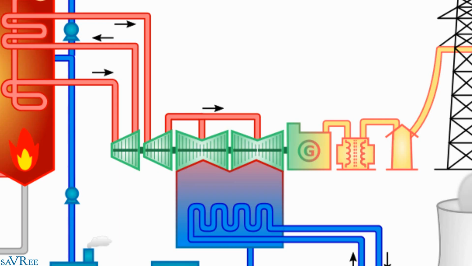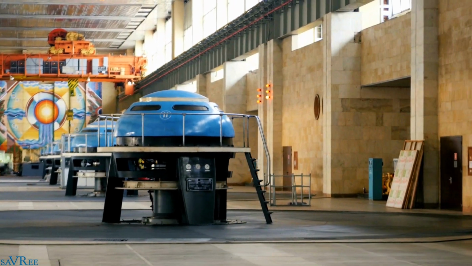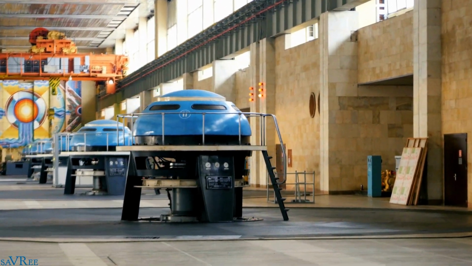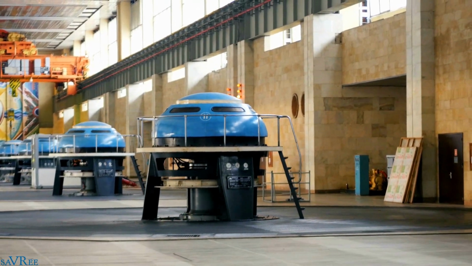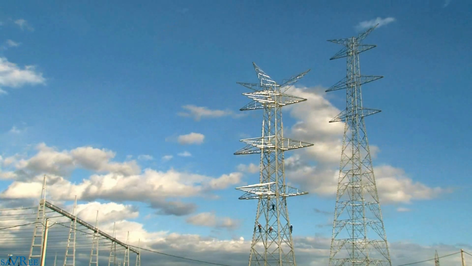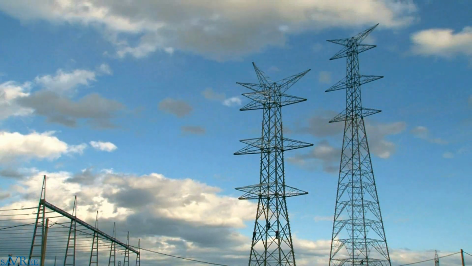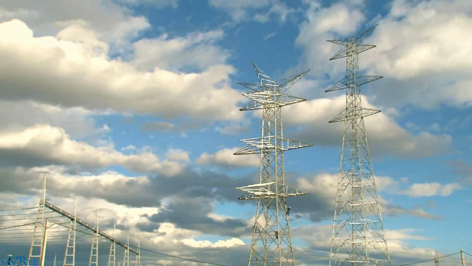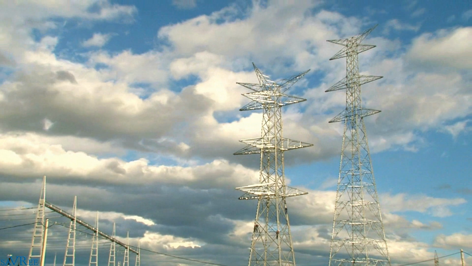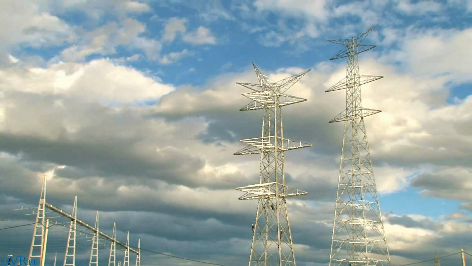Synchronous generators are used to do this. Over 90% of the world's electrical power is produced by synchronous generators. There is a very good reason for this, because synchronous generators have one big advantage over their counterparts, asynchronous generators. Synchronous generators are black start capable. They're able to start, come online and build their own grid. They don't need to connect to an existing electrical grid.